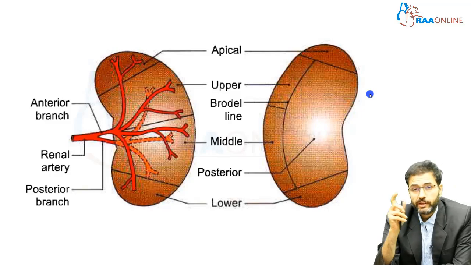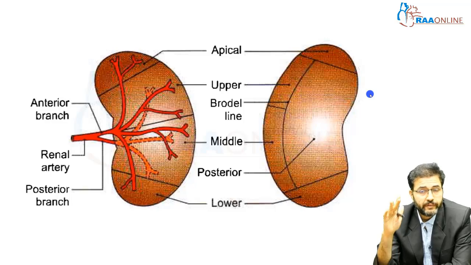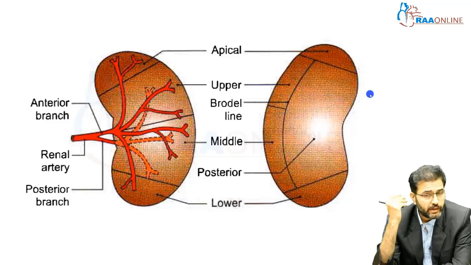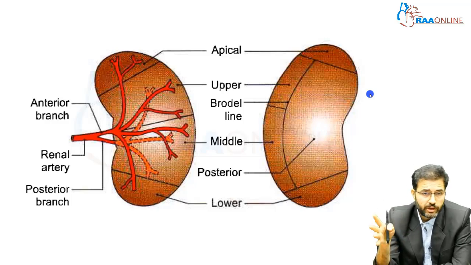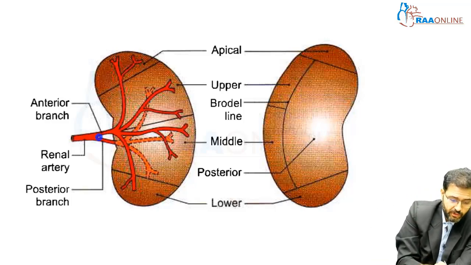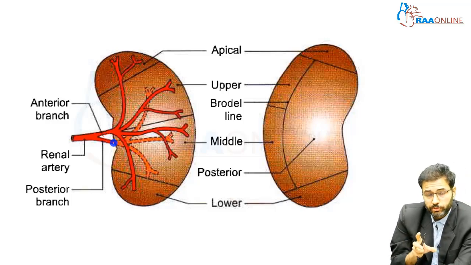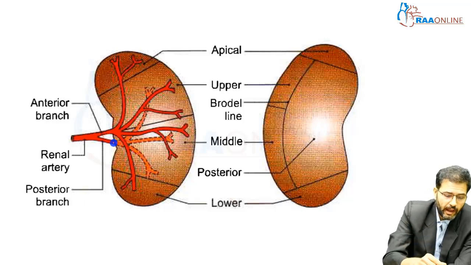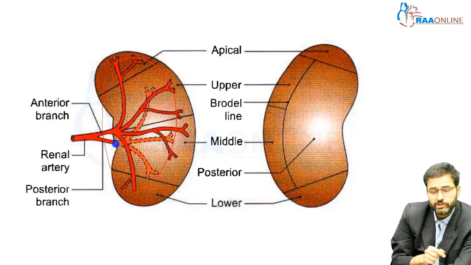Now the blood supply of the kidney. The kidney receives its blood supply from the renal artery, which is given off at the level of L2. Like I said earlier, the renal artery is a lateral splanchnic branch of the developing aorta. The renal artery divides into an anterior and a posterior division. The anterior division is much thicker than the posterior division. This anterior division again divides into 4 anterior branches, and the posterior division gives rise to 1 branch.